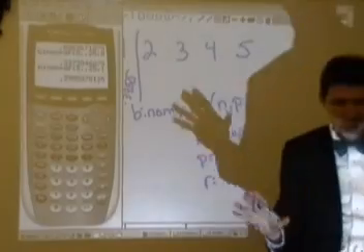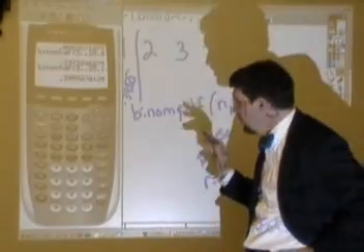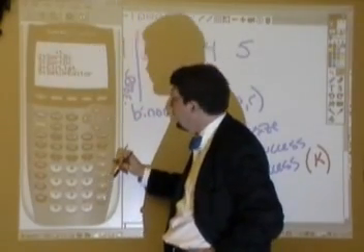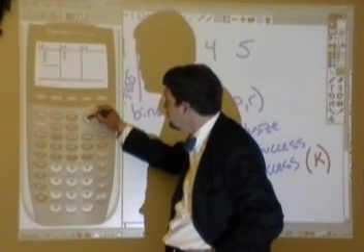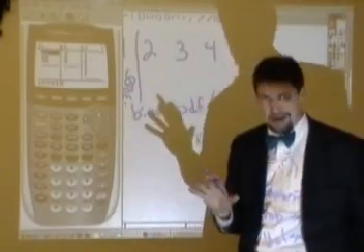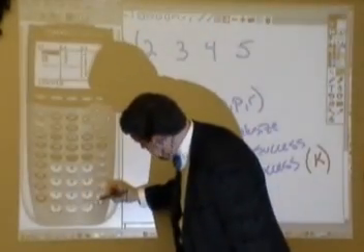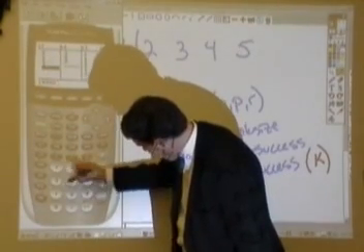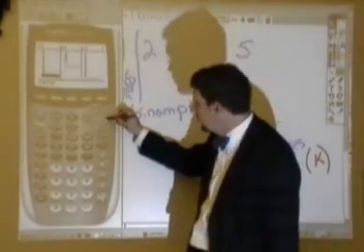But here's what I'm going to do: I'm going to do these all at the same time. This is going to be super cool. I'm going to go to Stat, then Edit, and over to L1. In L1, I'm going to put the values for R, the number of successes I can have: 0, 1, 2, 3, 4, and 5. So I've got those in L1. Now I'm going to go to L2.